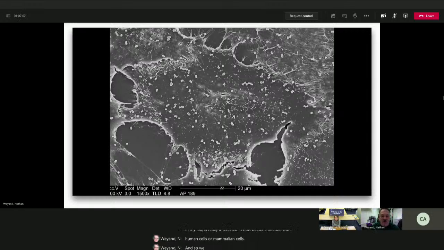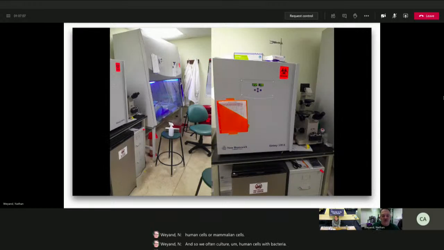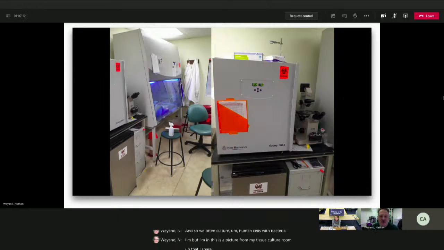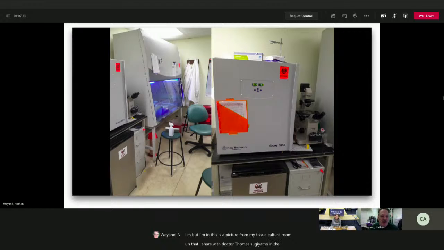We often culture human cells with bacteria, and this is a picture from my tissue culture room that I share with Dr. Tomo Sugiyama in the biological sciences department. On the left is what's called a laminar flow hood, and the blue glow is because there's an ultraviolet light on in the hood. We keep that on for a period of time to help keep the surfaces clean, so UV light does kill bacteria. We process cells in this hood to try to prevent contamination.